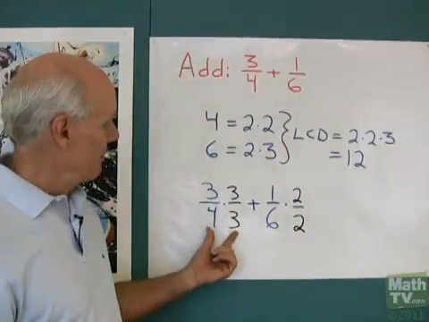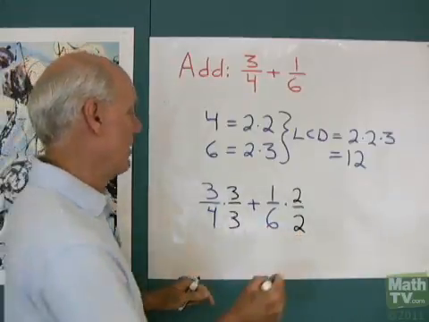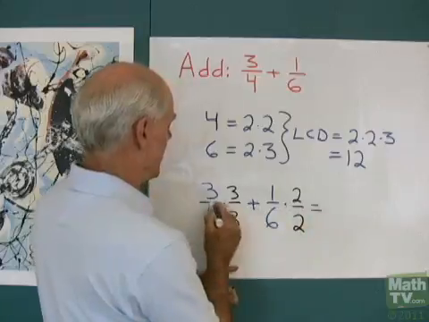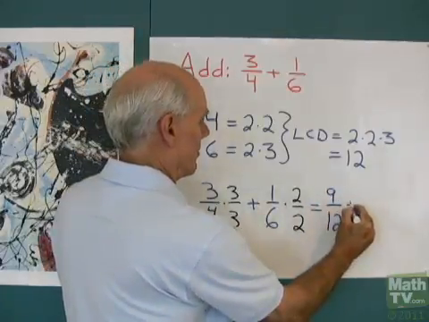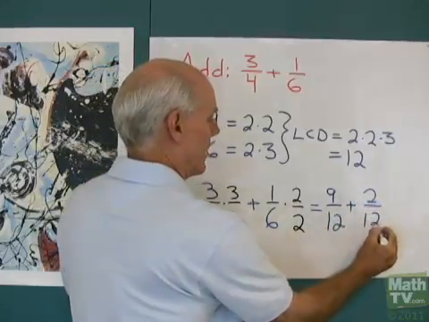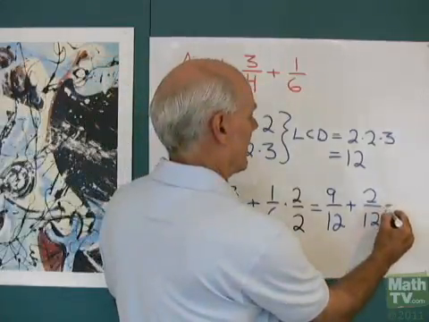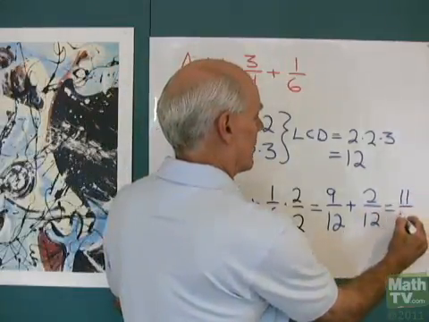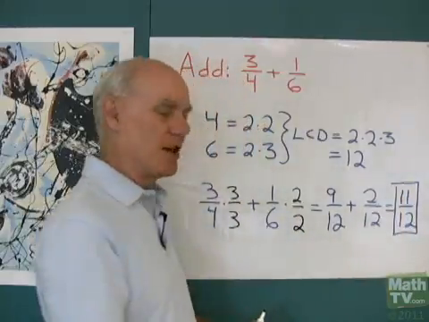So this is going to be the fraction 3/4, this is the fraction 1/6. It's just that now they're equivalent fractions. So I'll write this as what, 9/12? Plus, over here, this will be 2/12. And now when I add 9/12 and 2/12, what do I get? 11/12.